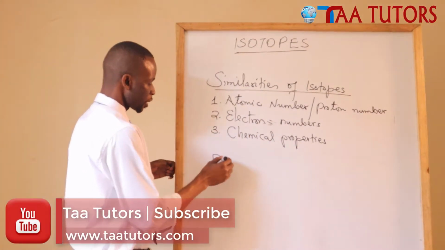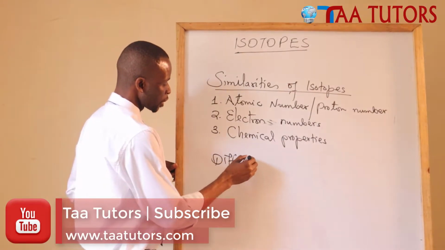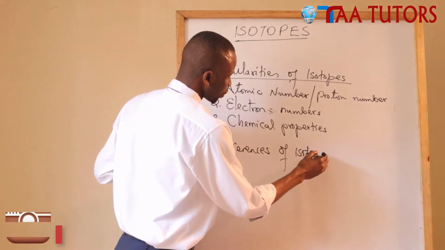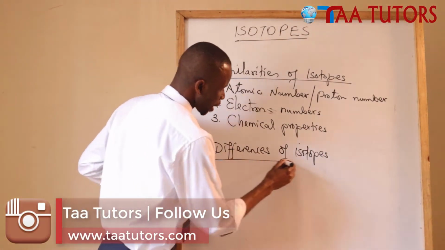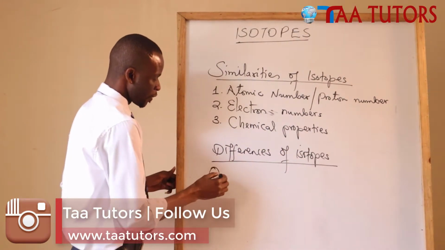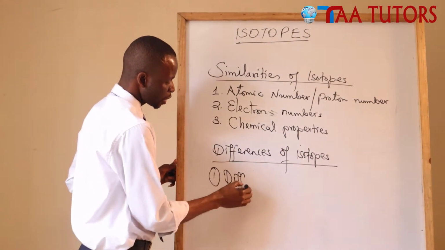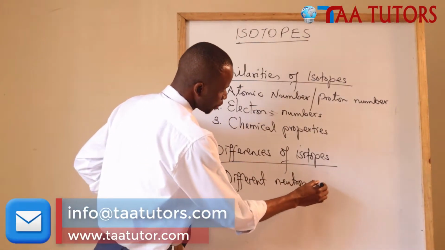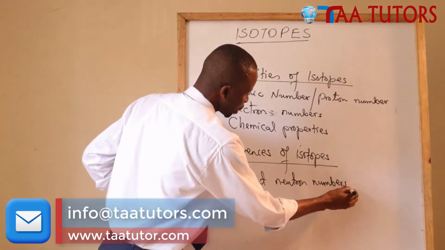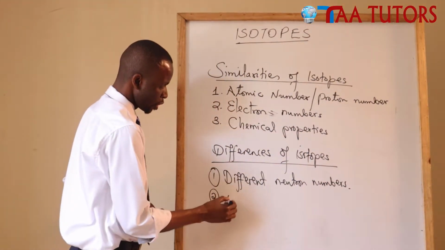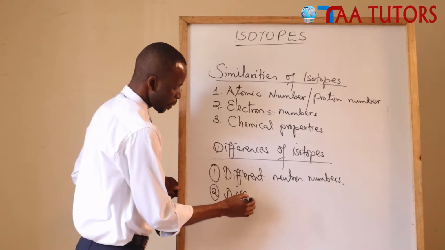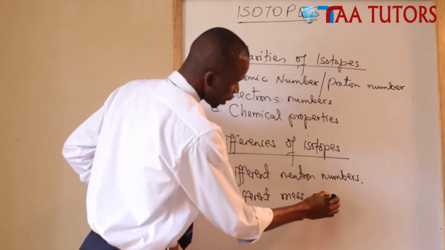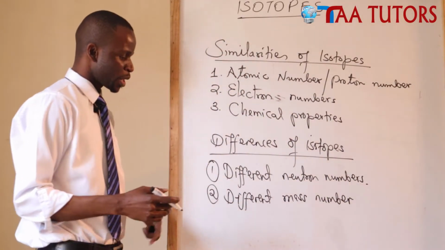What about differences? What are the differences of isotopes? Differences of isotopes are, number one, they have different neutron numbers. Number two, different mass numbers. This is something that we have seen. So the mass numbers are different in isotopes.